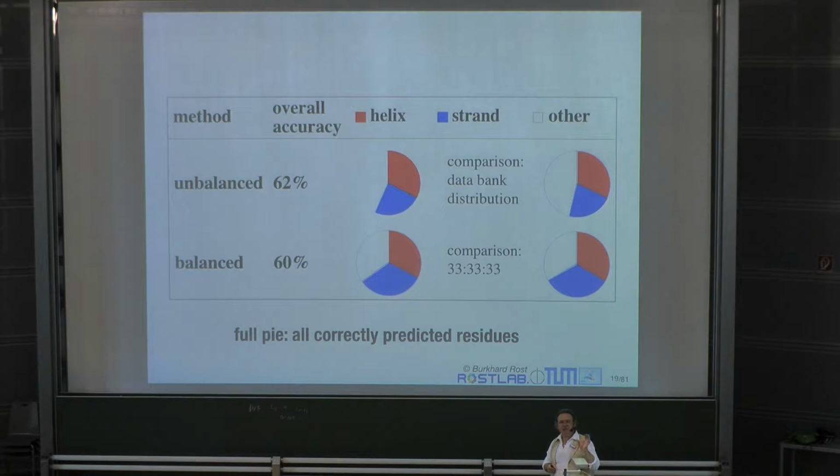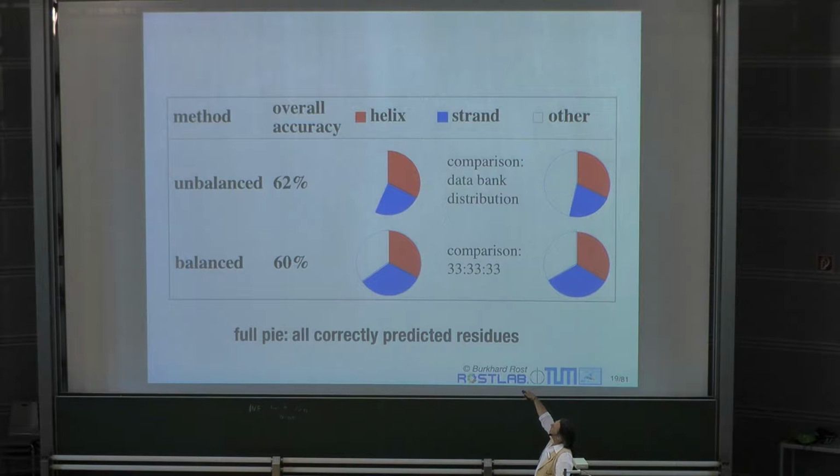Balanced training means at every single time step of training, I present one example of beta strand, alpha helix, and other. The background, you may remember, is that the distribution is such that beta strand is only 20% occurring. Most of the state is the other state, and that is why prediction methods sort of mirrored it in unbalanced training.